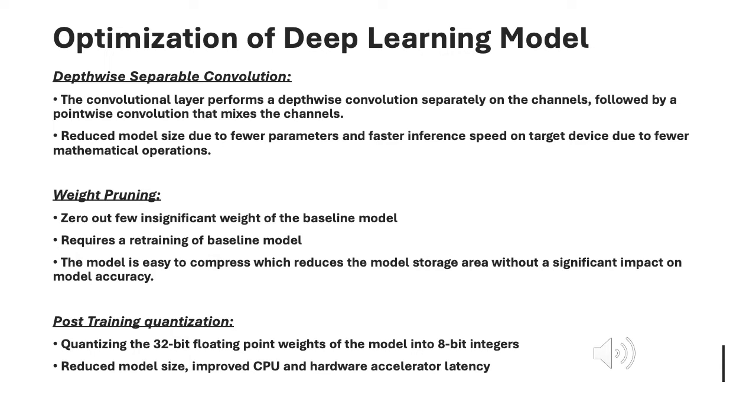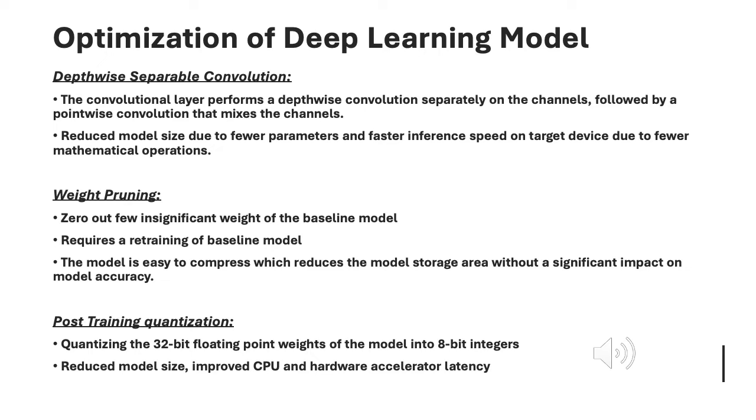Depthwise separable convolution. The standard convolution operations in the baseline model are replaced by depthwise separable convolution. In this process, each convolution layer first performs a depthwise convolutional task that acts separately on the channels, followed by a pointwise convolution operation that mixes the channels. This process not only reduces the model size due to fewer parameters but also results in a faster inference speed on the target device due to fewer mathematical operations.